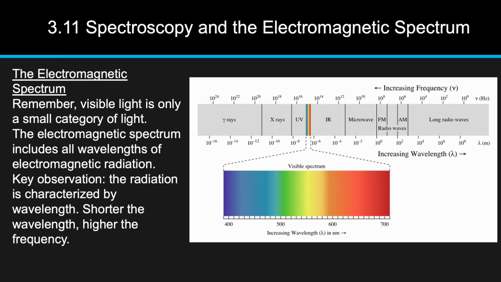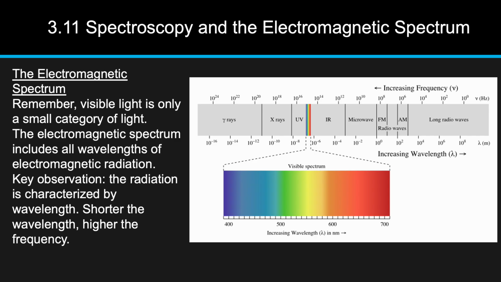And I want you to notice the pattern on the right here. As your wavelength is increasing, your frequency is decreasing. And as your wavelength is decreasing, your frequency and your energy is increasing. That's why gamma rays have such high energy and can penetrate matter, while radio waves have very low energy and are mostly used for communication.